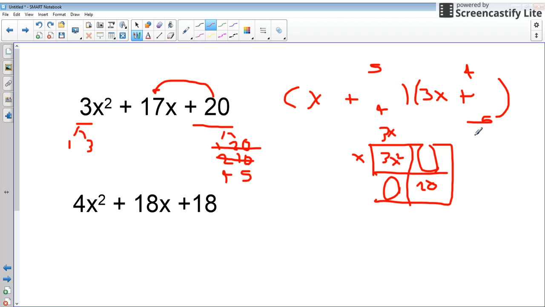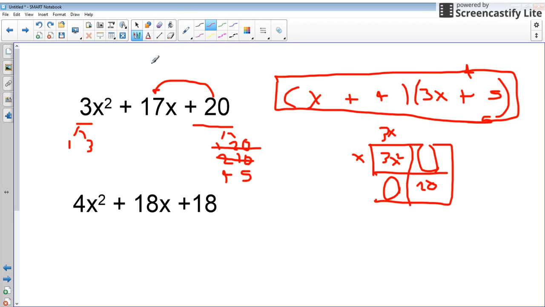If you do it correctly, you should actually get x plus 4 times x plus 5. And the reason I know that is 4 times 3x is 12x, and then 5 times x is just 5x, so 12x plus 5x gives us the 17. And I know that took a long time, but it was not impossible.